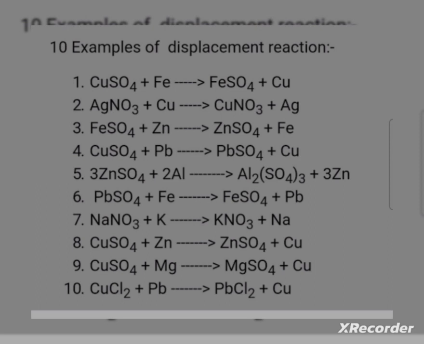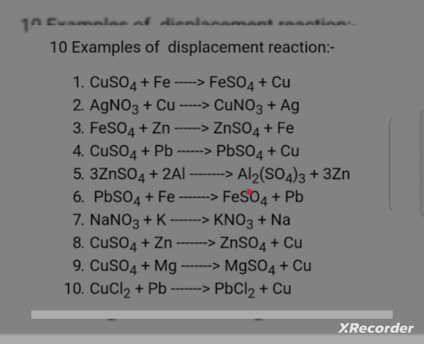Example number 6 is when iron reacts with lead sulfate to form iron sulfate and lead, as iron is more reactive than lead, it displaces it from its solution, and the color of ferrous sulfate is green. So next, example number 7 is sodium nitrate reacting with potassium. In the reactivity series, potassium is on the top, so potassium displaces sodium from its solution and forms potassium nitrate and sodium.